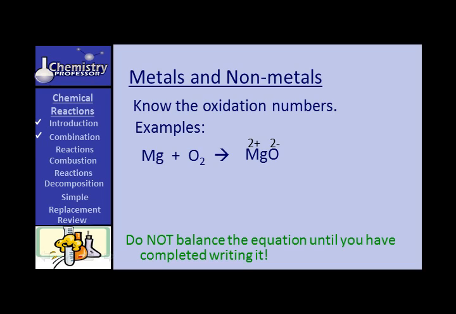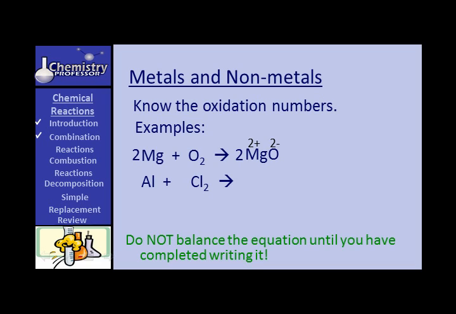Now, I want you to pay attention to something, and this is very important. Do not balance the equation until you have finished writing it. And we're through writing it, so let's balance it. Well, we have one magnesium on the left and one magnesium on the right. That looks good. But we have two oxygens on the left and one on the right. So we need two oxygens over here, which means then that we have two magnesiums. So we have to put a 2 here. Get the idea?